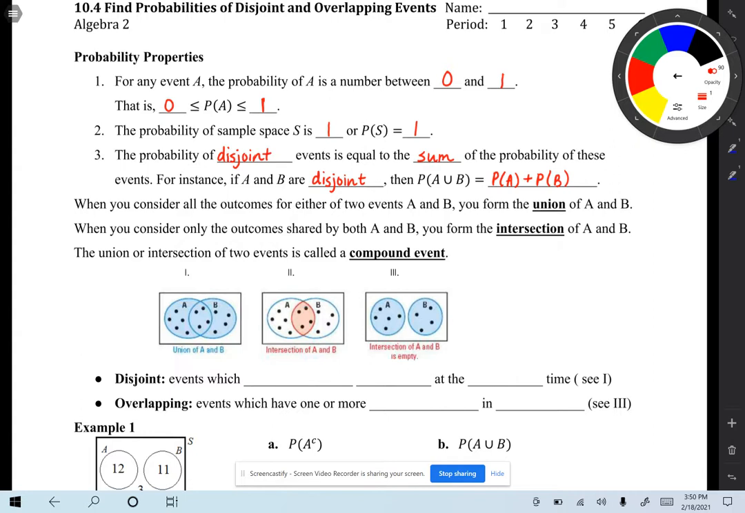When you consider all the outcomes for either of two events A and B, you form the union of A and B. And remember, union is the U and it means or. When you consider only the outcomes shared by both A and B, you form the intersection of A and B, and intersection is the upside down U. The union or intersection of two events is called a compound event.